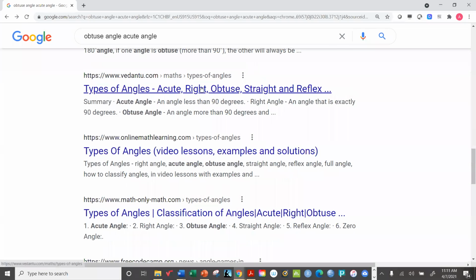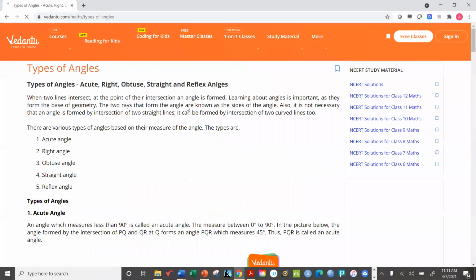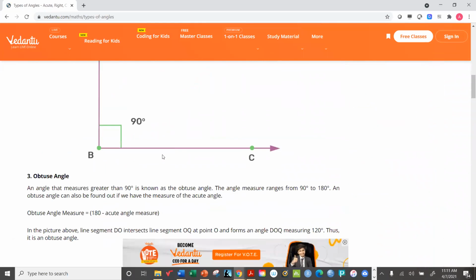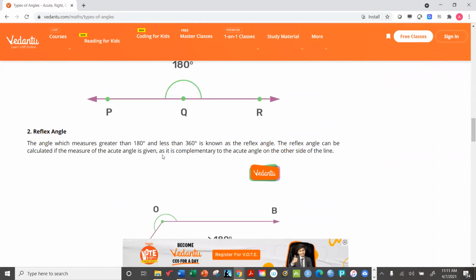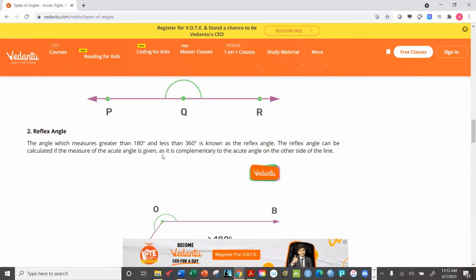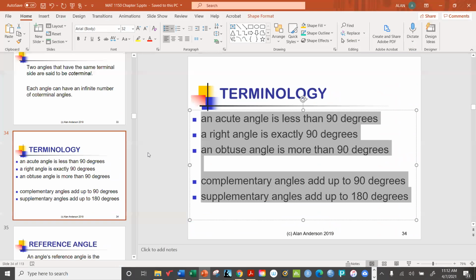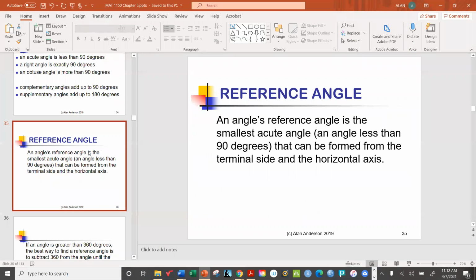No, I think that was pretty much it. Never heard of a reflex angle. Huh. All right, well, anyway, let's carry on. Now, a reference angle. Oh, okay.